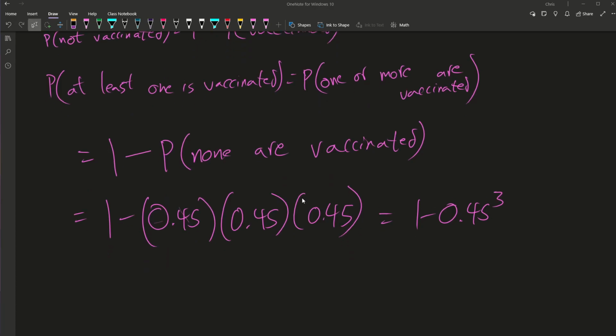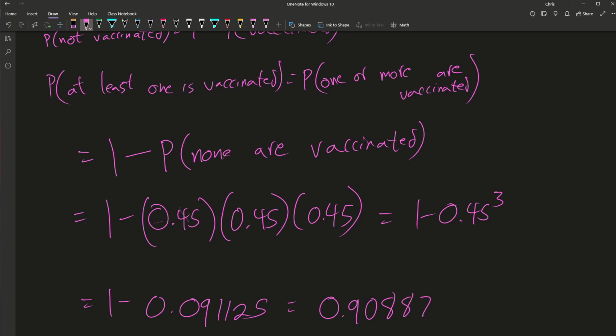And I'm going to use a calculator to find what this is. This is 1 minus 0.091125, which is 0.908875. And this is the probability that at least one of these 3 people is vaccinated.